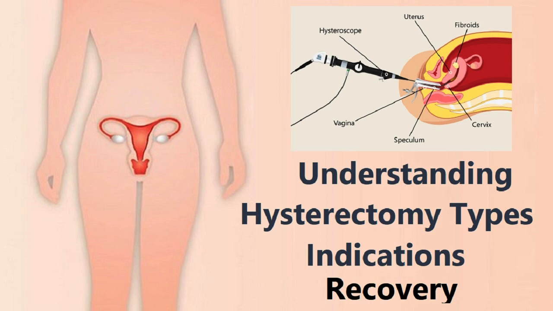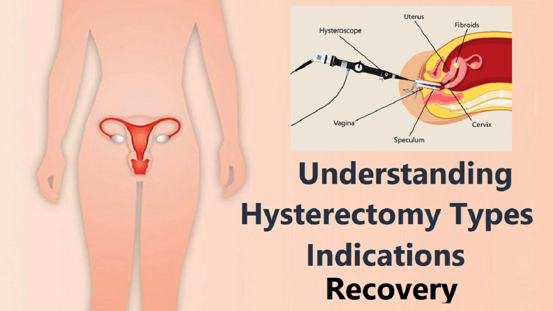2. Endometriosis. Severe endometriosis that does not respond to other treatments may necessitate hysterectomy to relieve pain and improve quality of life. 3. Uterine prolapse. When the uterus descends into the vaginal canal due to weakened pelvic muscles, hysterectomy can be a treatment option.